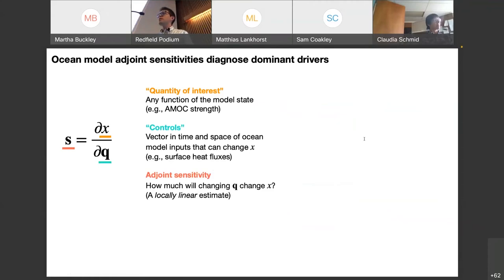And the way that David did this, and the thing I'll talk about today, is to use an ocean model adjoint. This gives us basically a recipe from an ocean model that connects the things that we think might drive ocean variability to things like atmospheric fluxes. So the way that this works, we're going to call our adjoint sensitivity S, and this tells us basically the partial derivative of some quantity of interest in the ocean, such as AMOC strength, to something that might drive it. We call them controls, but today I'll talk mostly about surface heat fluxes.